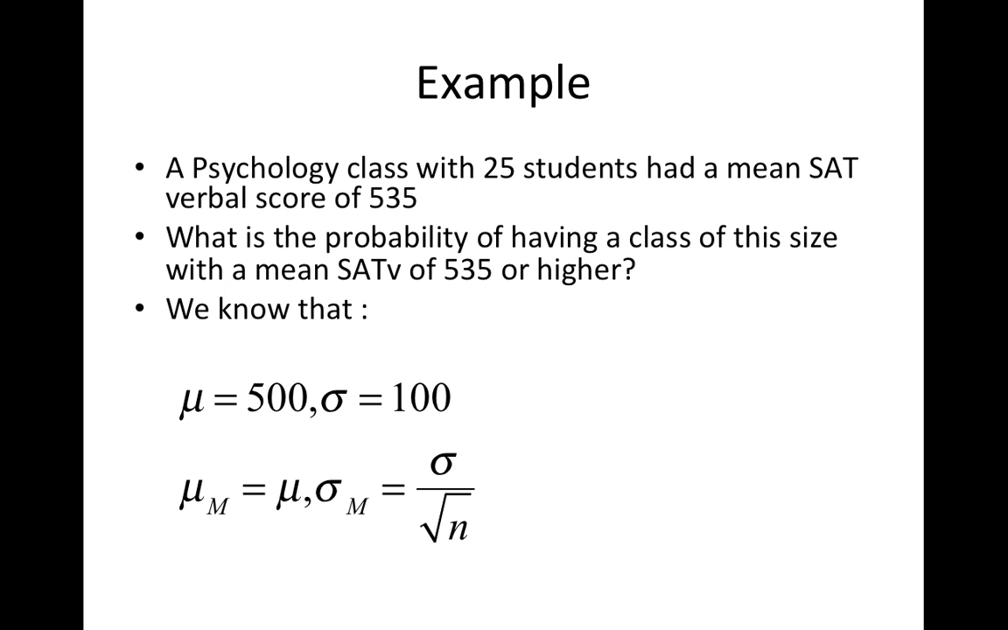For example, a psychology class with 25 students had a mean SAT verbal score of 535. What is the probability of having a class of this size with a mean SAT verbal of 535 or higher? Well, we know that the population mean is 500 and the population standard deviation is 100. We know that the mean of the sampling distribution is equal to the mean of the population, and the standard deviation of the sampling distribution of the sample mean will equal the standard deviation of the population divided by the square root of n. We also call this term, remember, sigma sub M. We call it the standard error of the mean. And that's why we use the M. It is related to this sampling distribution of the sample mean.